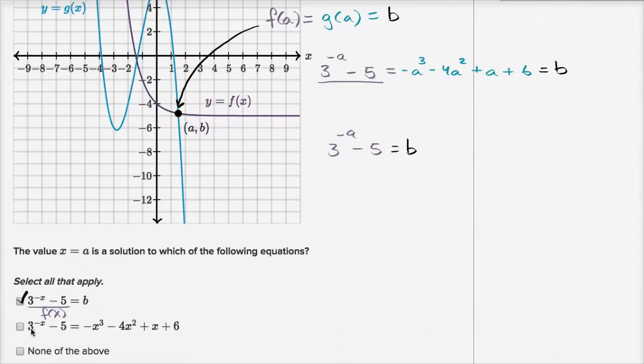Now the second one is just saying f of x is equal to g of x. Well, we know that when x is equal to a, f of x is equal to g of a. That f of a is equal to g of a. Because, as a reminder, this right over here is our definition for f of x. And this over here is our definition of g of x. So this is just saying f of x equals g of x. When does that happen? Well, that happens when x equals a. We already saw it up here. F of a is equal to g of a. They both equal b. And so both of these are going to be equal to each other when x is equal to a. So I will check that one as well.